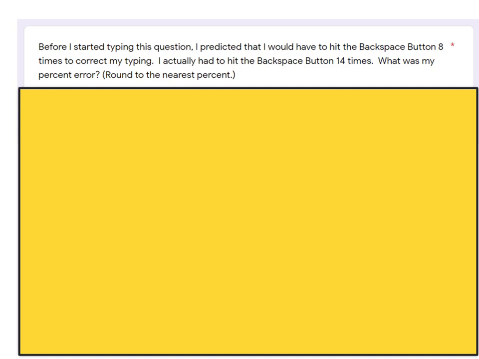Last question. Before I started typing this question, I predicted that I would have to hit the backspace button 8 times to correct my typing. I actually had to hit the backspace button 14 times. What was my percent error?